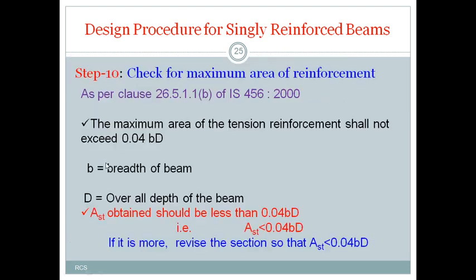That is the one clause. And the second one, we have to check for maximum area of reinforcement. According to clause number 26.5.1.1 of IS 456-2000, the maximum area of tensile reinforcement shall not exceed 4% of the gross cross-sectional area. The Ast obtained should be less than this. If not, we have to go for revision of the section, so that we can get the Ast less than 0.04 of the gross cross-sectional area of the member.